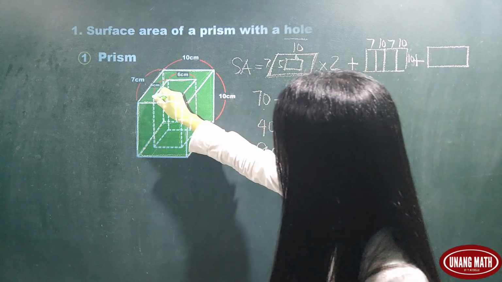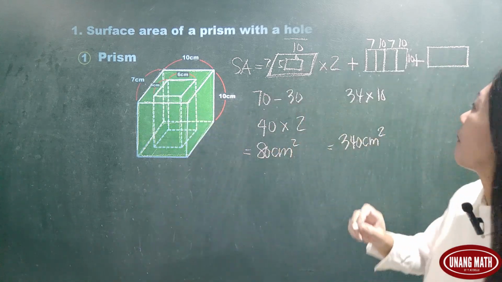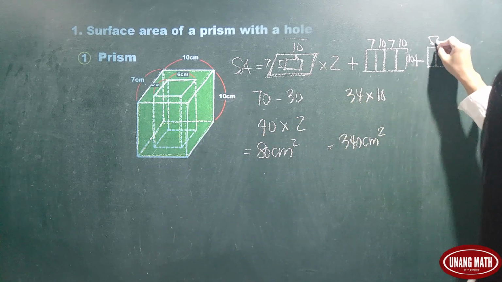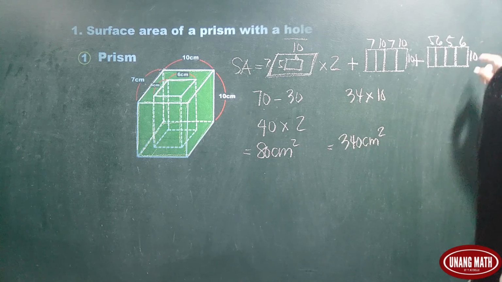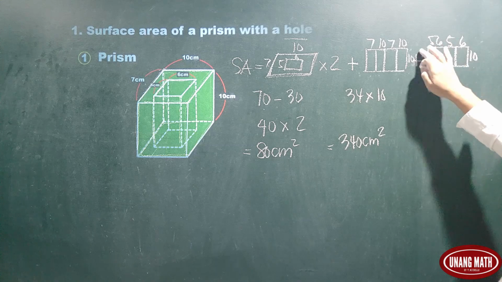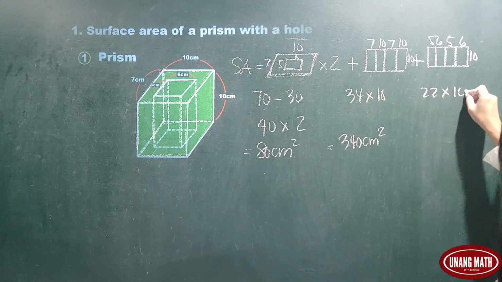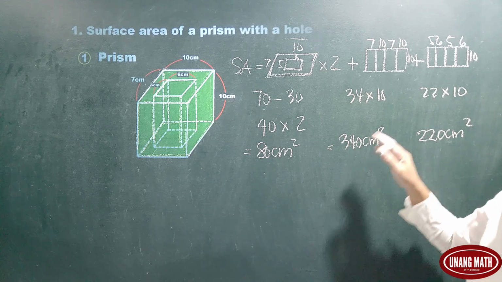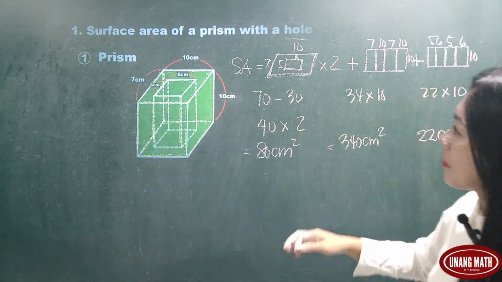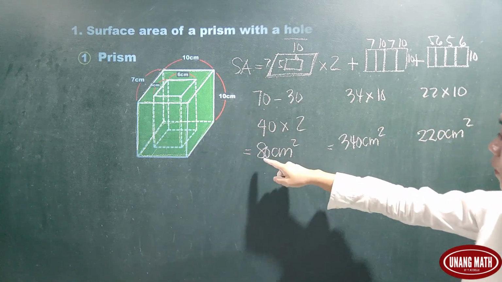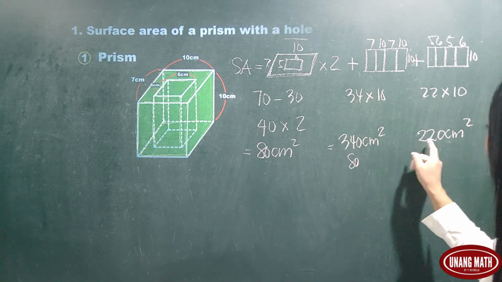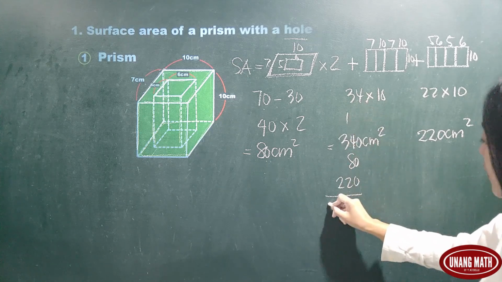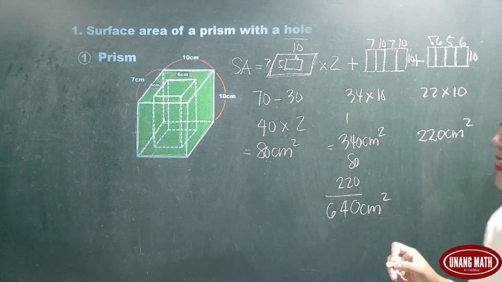Okay, now let's find the inside lateral faces also. So 4 rectangles, this is 5, this is 6. So 5, 6, this is 5, 6, and the height is also 10. 5 plus 6 is 11, so times 2, 22 times 10, then this is equal to 220. So 220 square centimeters for the inside lateral faces. And to get the surface area of this prism with the hole, 80 plus 340, plus 220. So this is 640 square centimeters.